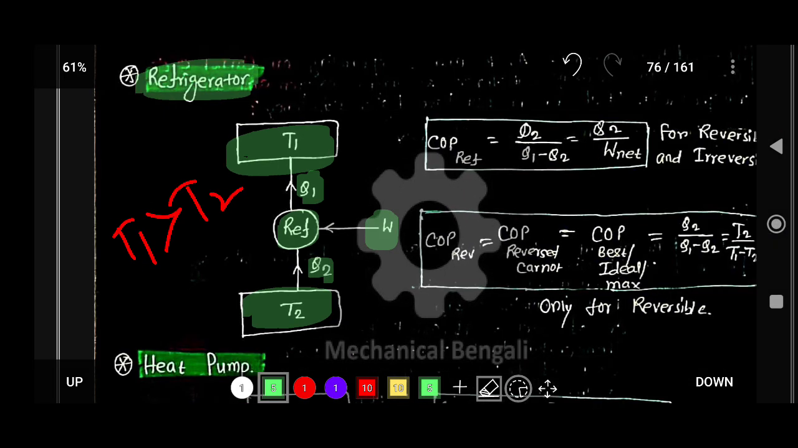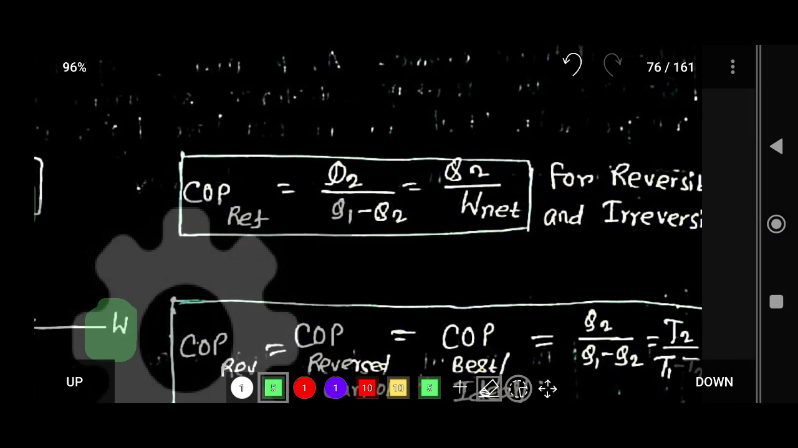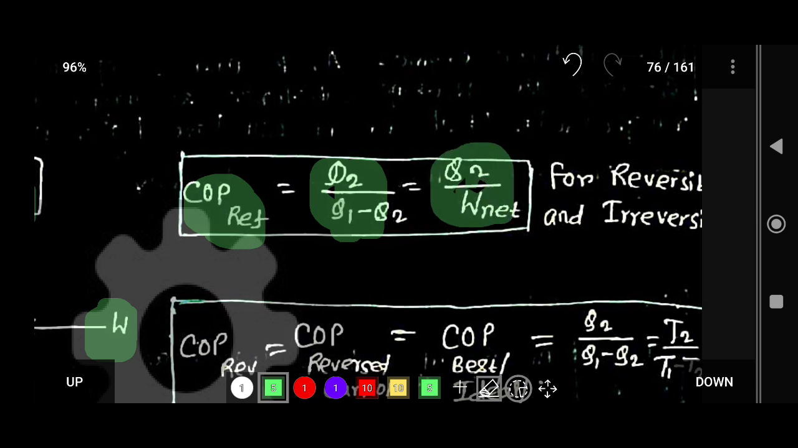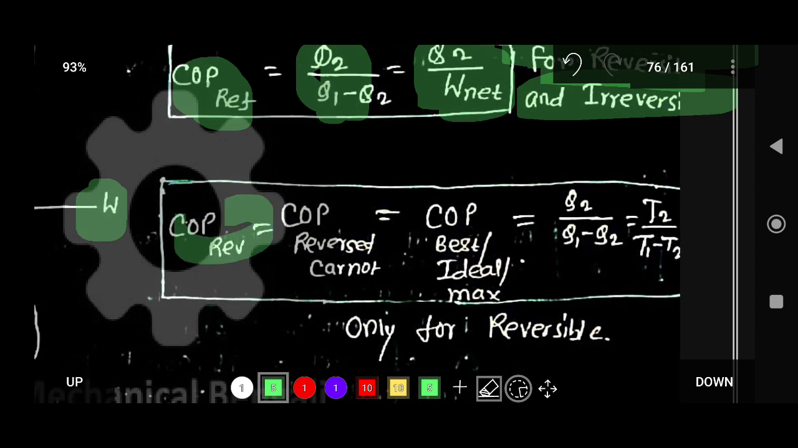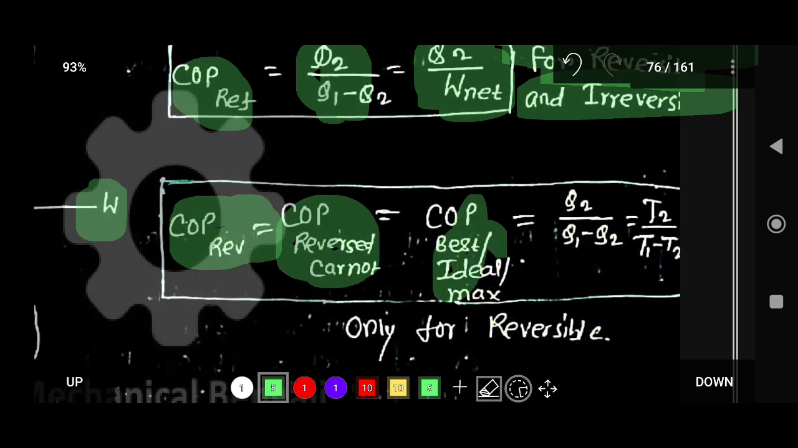Okay, so if you want to calculate the COP, coefficient of performance, of this refrigerator, that is basically Q2, that is the cooling effect, by the energy input or work input, that is Q2 by Q1 minus Q2. So from here you can say Q2 by W net, and this is applicable for both reversible and irreversible refrigerators.